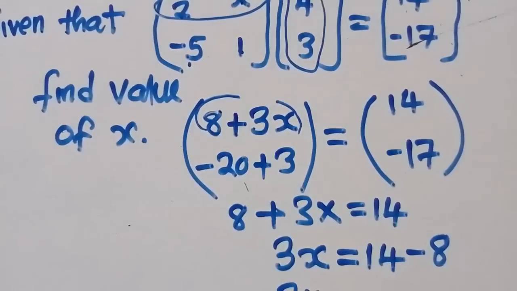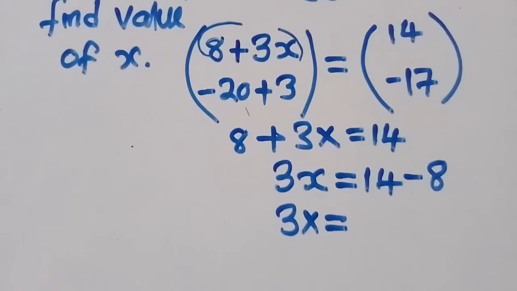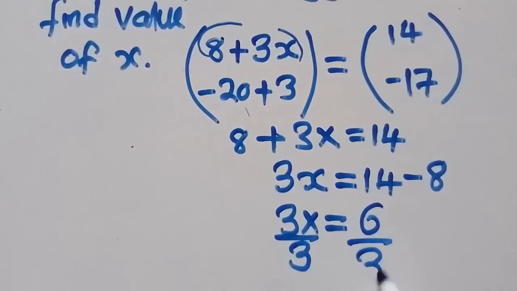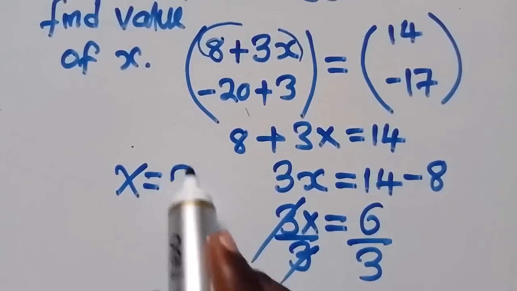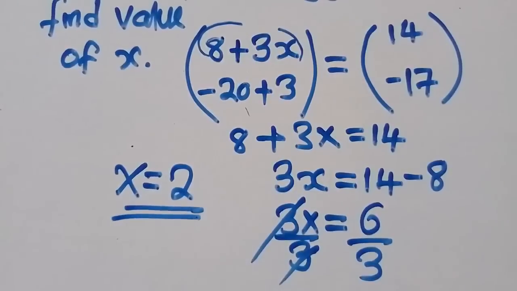Let me do this. Okay. So you are going to get 6 over 3, over 3. So this cancels, so x is therefore equal to 2. So the value of x is 2. This is how you need to answer such a question. This is how you need to work out all the procedures.